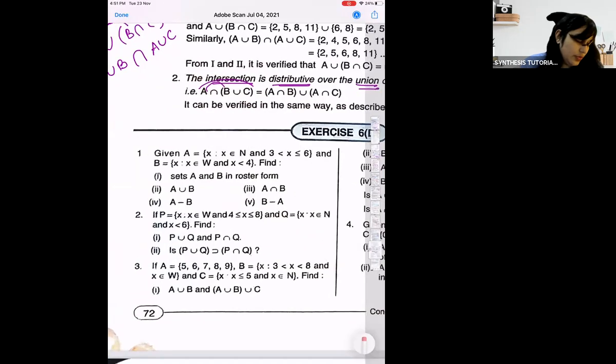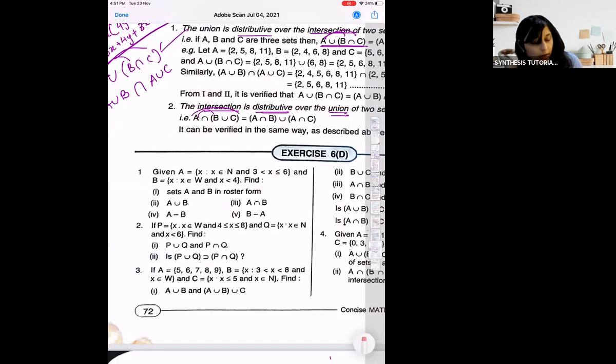Now question number 2. P is x such that x is a whole number and 4 is smaller than or equal to x, which is smaller than or equal to 8. That means 4, 5, 6, 7, 8. Q is x such that x belongs to natural numbers and x is smaller than 6. So natural numbers start from 1: 1, 2, 3, 4, 5. 6 will not be included. You have to find the union of P and Q and the intersection of P and Q in the first part.